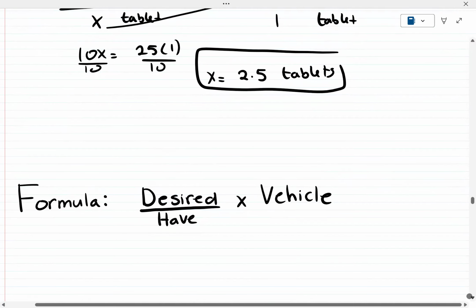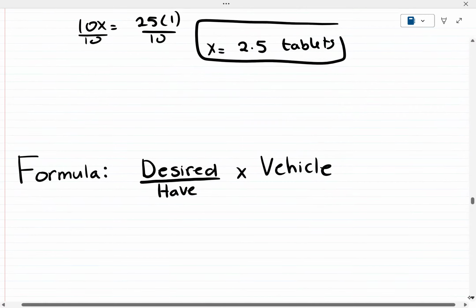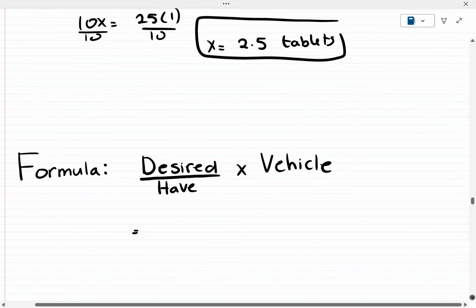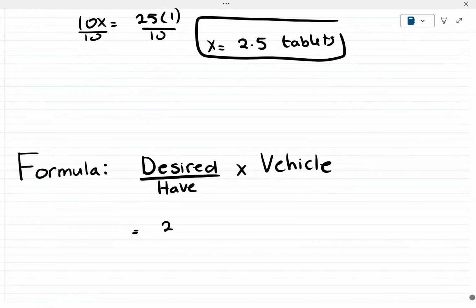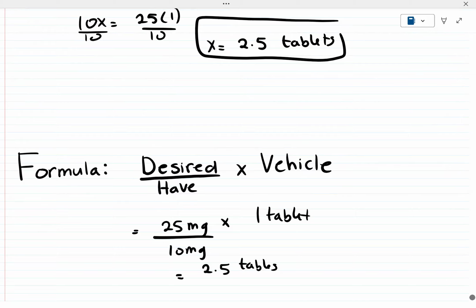Okay, the formula method. Are our desired and have in the same units? Yes, they're all in milligrams. So our desired was 25 milligrams PO, and then our availability was 10 milligrams, and then our vehicle is one tablet, right? And that gives you 2.5 tablets per dose.